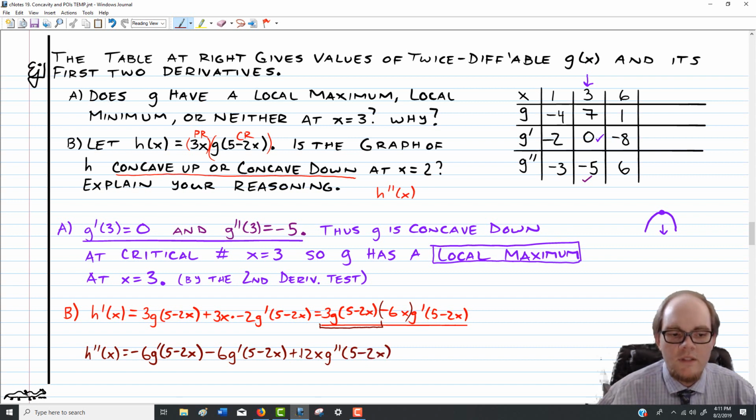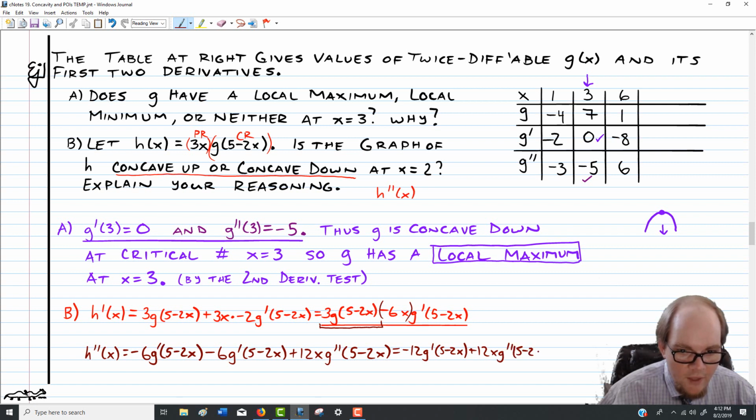Again, that's a lot of work to get to that point, but at the same time, at least we're here. And in fact, we can clean it up a little bit. This is negative 12 g prime of 5 minus 2x, and then it's plus 12x g double prime of 5 minus 2x.